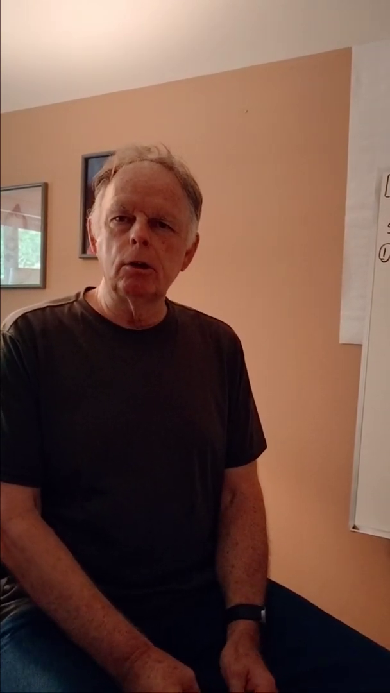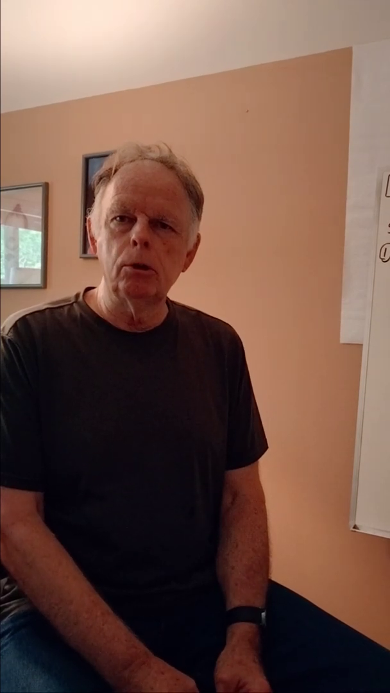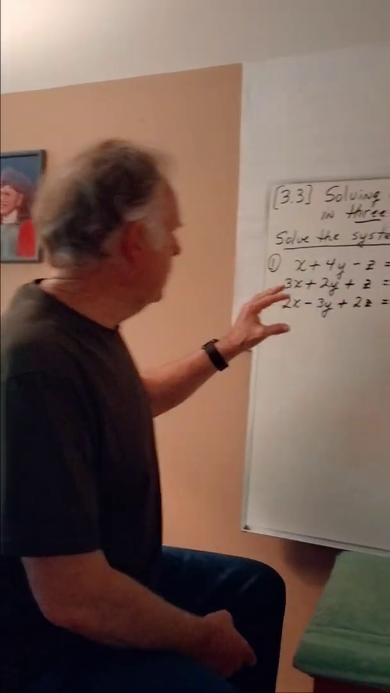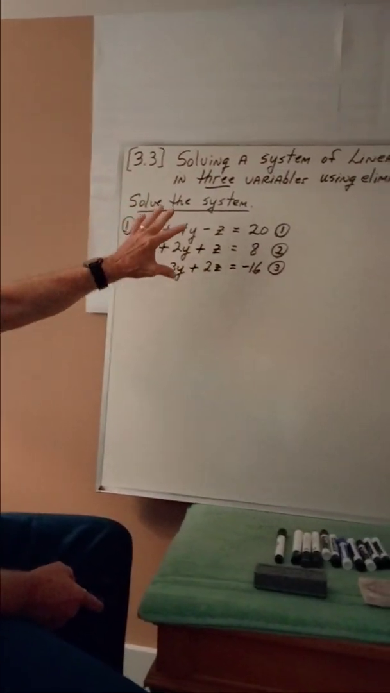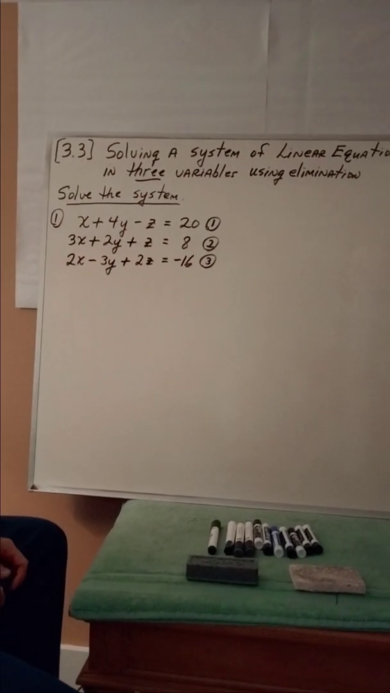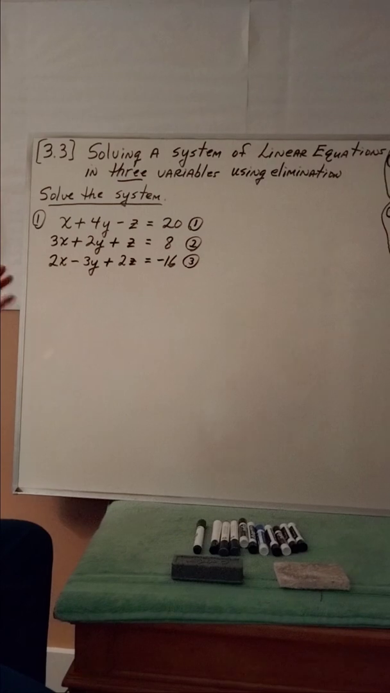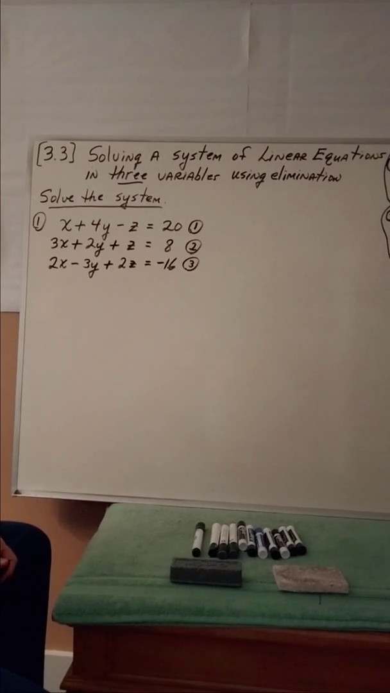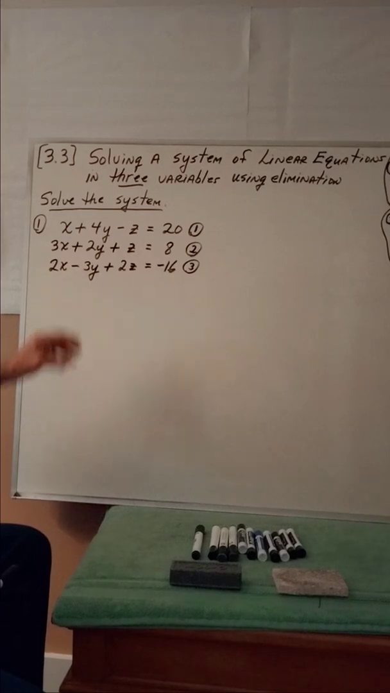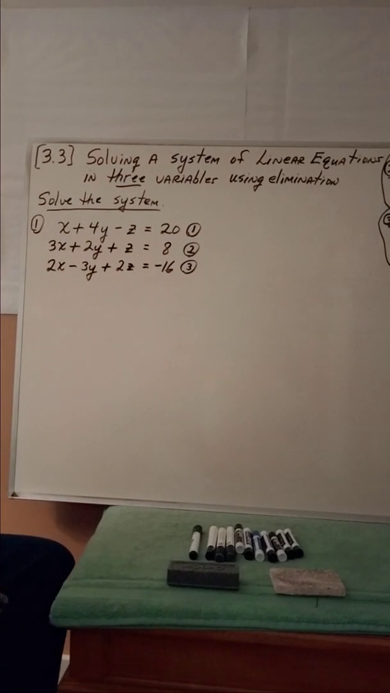Now, the means of solving a system of linear equations in three variables is to use elimination. And so we're going to take a look at problem number 1 right here just so that you see what the system looks like. It's a system of three equations. They're all linear equations, and they contain the three variables, x, y, and z.